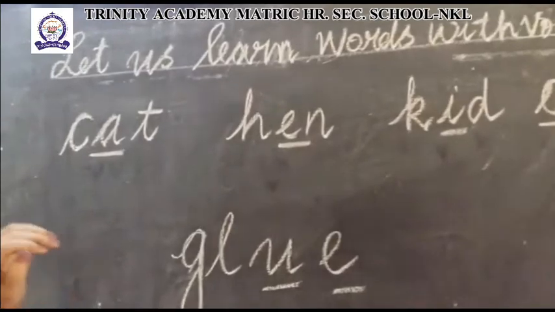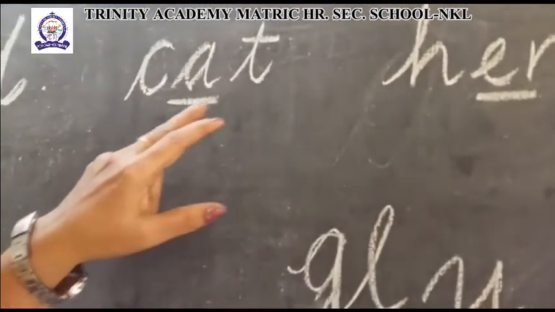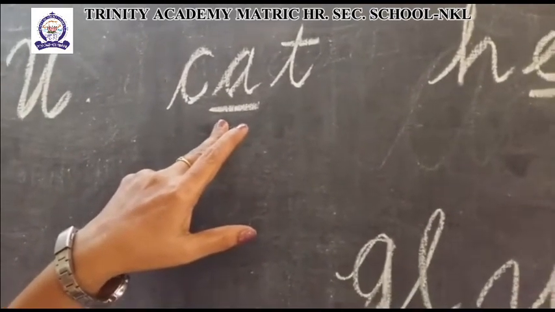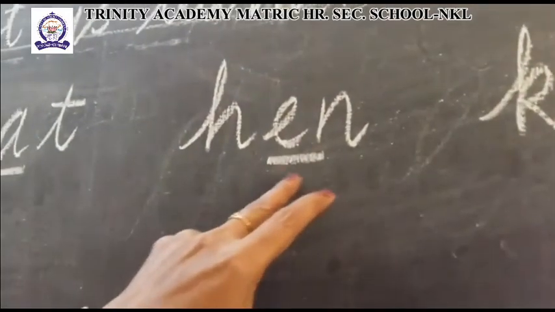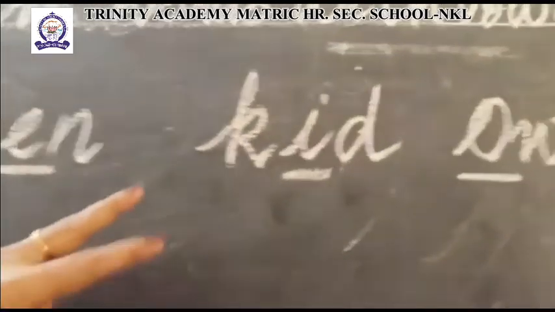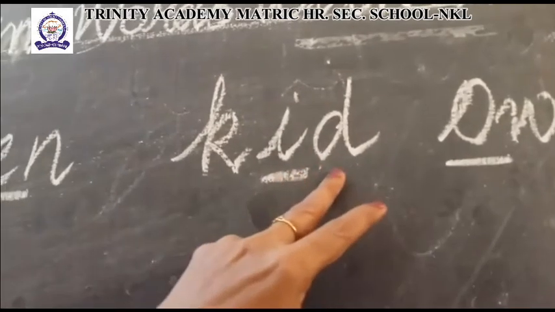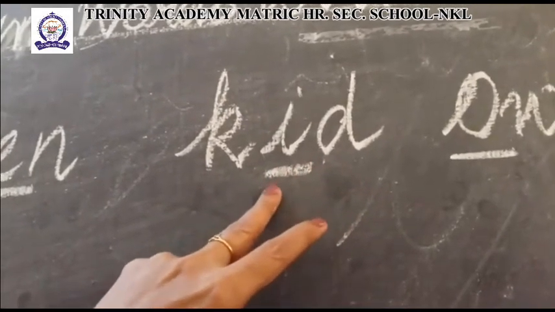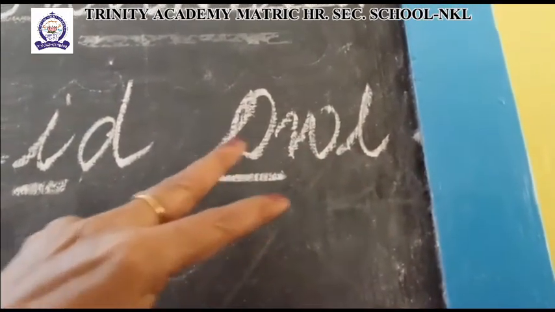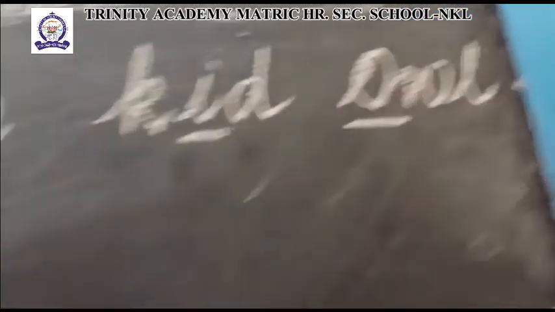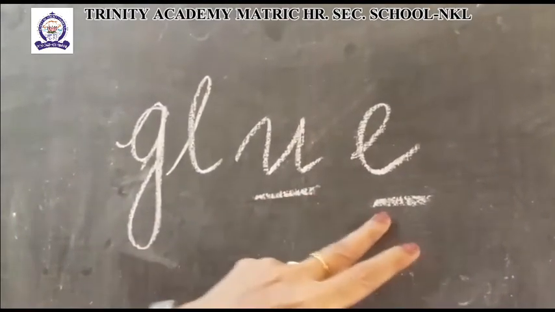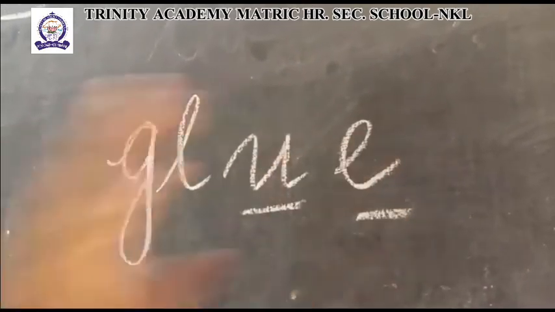Words with vowels. C, A, T, cat. Here, letter A is a vowel. H, E, N, hen. Here, letter E is a vowel. K, I, D, kid. Here, letter I is a vowel. O, W, L, owl. Here, letter O is a vowel. G, L, U, E, glue. Here, letters U and E are vowels.